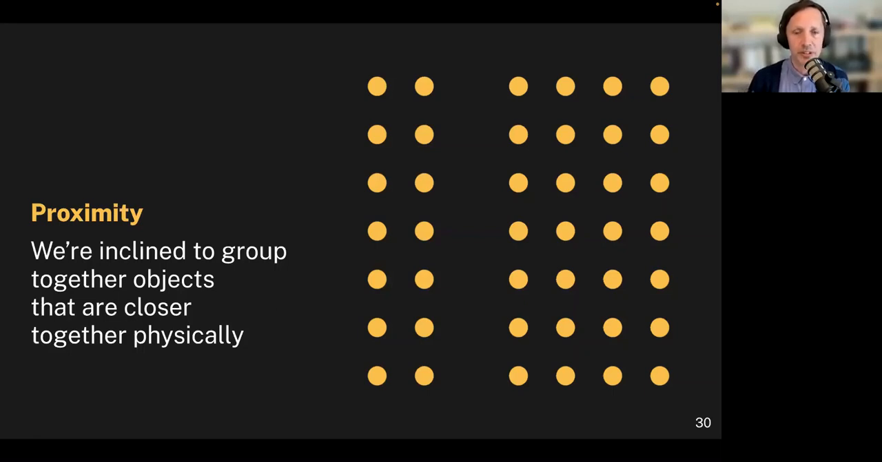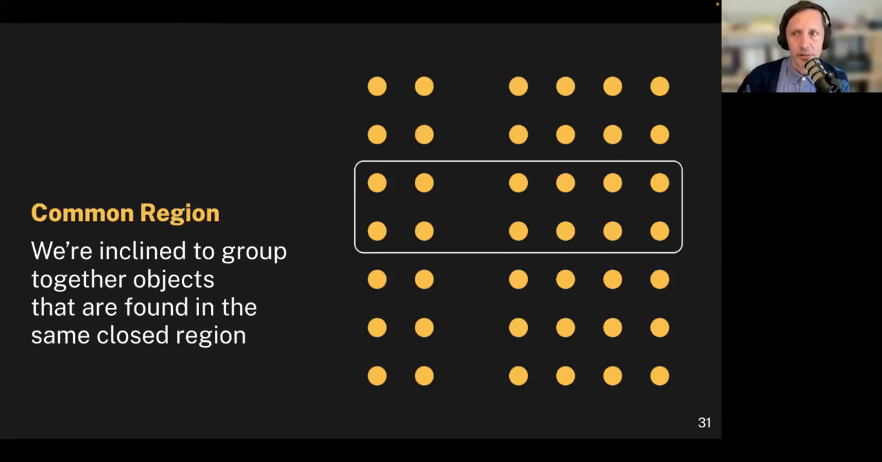This principle of proximity is something that you might see on a web page, like in sectioning or in items in a navigation, through the use of spacing and white space to visually collect different groups of meaningful things and separate them from something that's different. Slide 31. The fourth grouping principle says that we're inclined to group together objects that are found in the same closed region. This is called the principle of common region.